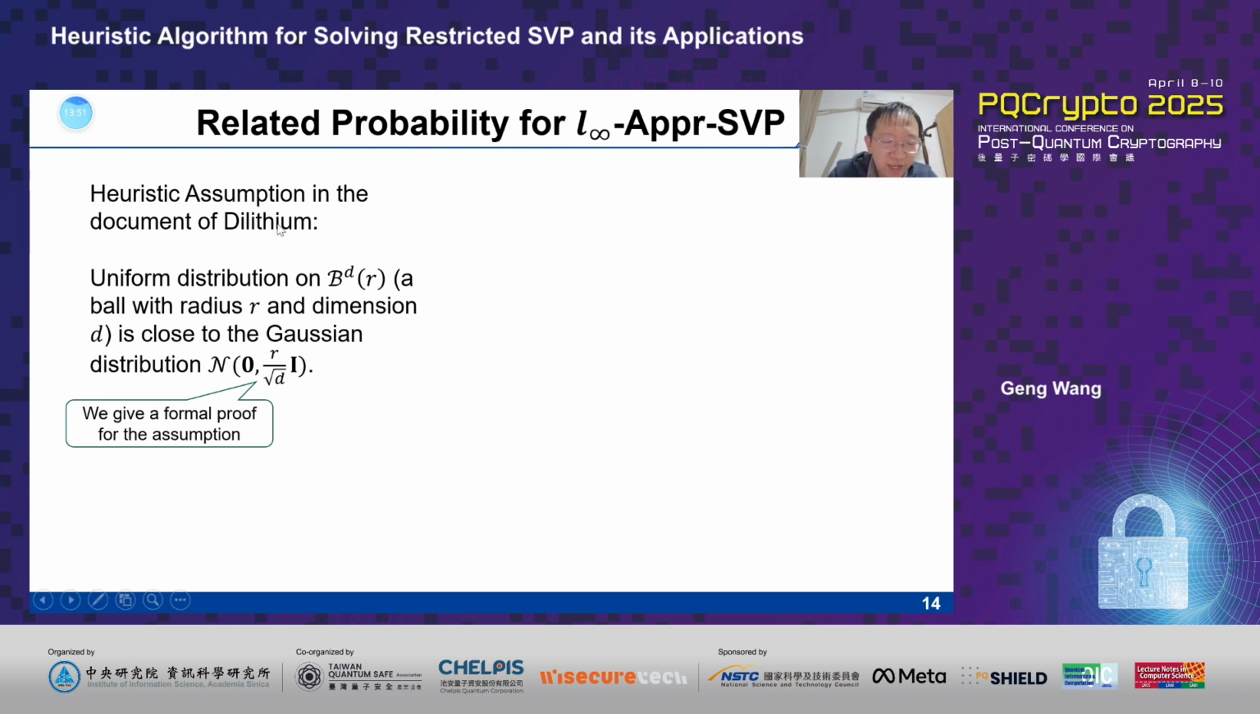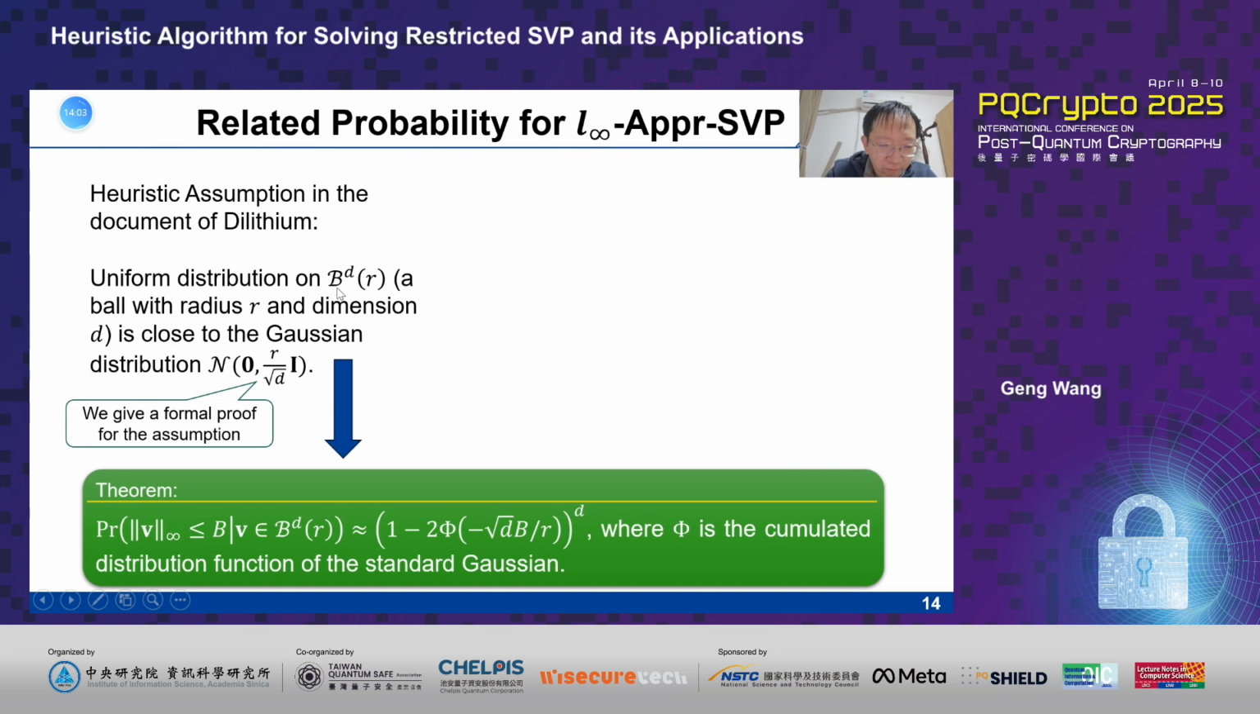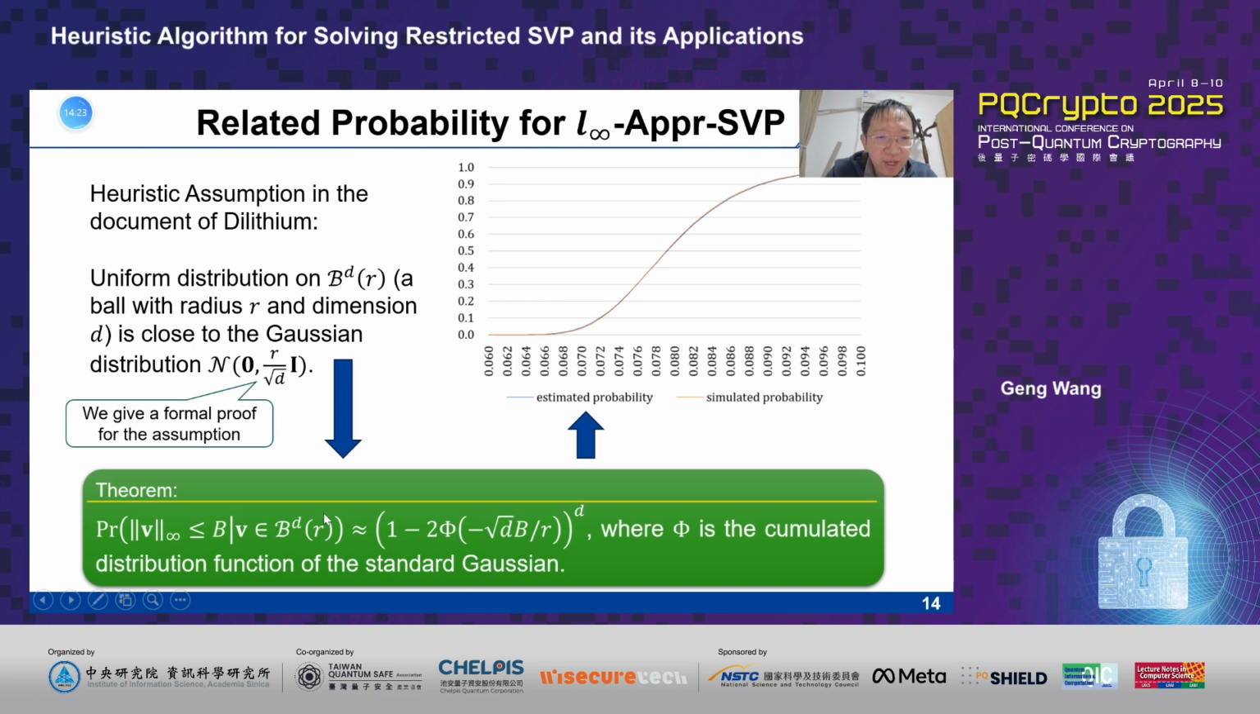First, we verify the heuristic assumption in the document of DSM, which claims that the uniform distribution on a ball is close to a Gaussian distribution. So we give a formal proof for the assumption, and this leads to the theorem below, which claims that the related probability function can be expressed by the cumulative distribution function of the standard Gaussian. Although this is also only an approximation, we find that the two are extremely close by our experimental results.